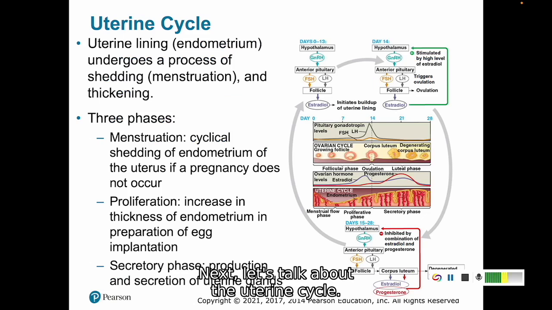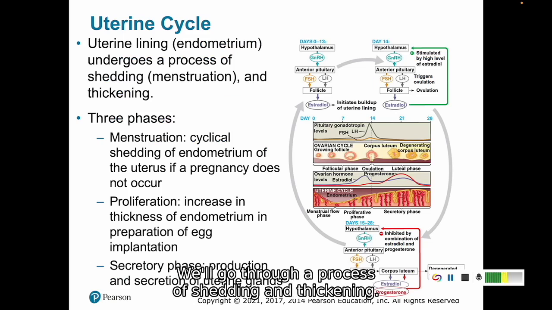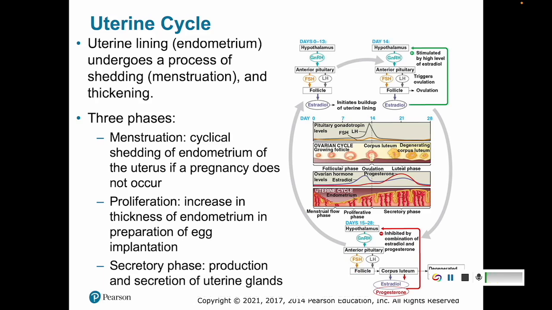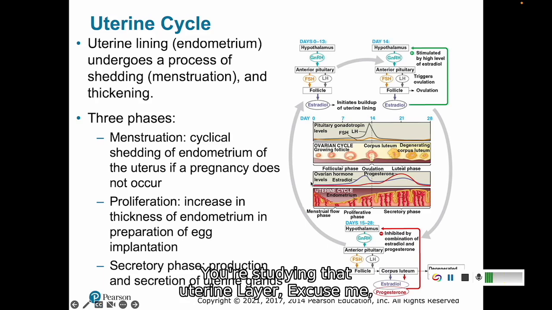Okay, next let's talk about the uterine cycle. During the uterine cycle, the endometrium, which is the lining of the uterus, will go through a process of shedding and thickening. There are three phases to this: menstruation, proliferation, and the secretory phase. This first phase, menstruation, is sometimes referred to as having a period. This is a cyclical shedding of the endometrium of the uterus if a pregnancy does not occur. So at the start of this cycle, you're not pregnant, so you're shedding that uterine layer.